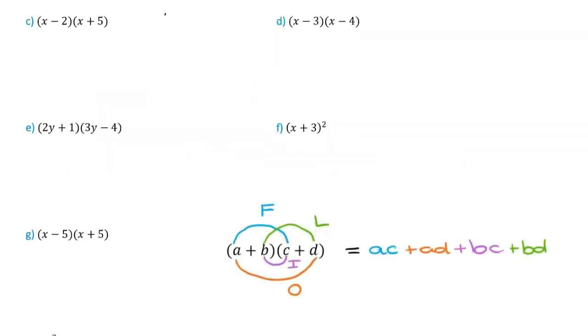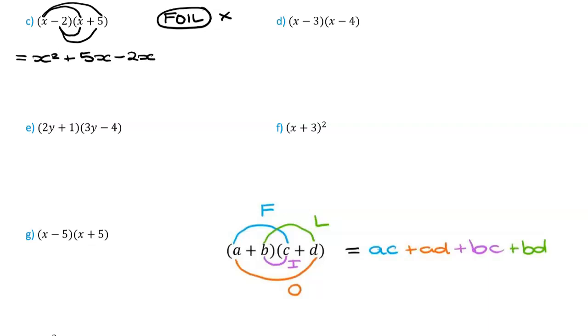Okay, let's go ahead and do some more. Remember, we're going to do first, outside, inside, last. And remember, when we FOIL, we're multiplying. So let's do our first. X times x will give us x squared. And then our outside terms will be x times plus 5, which will be plus 5x. Inside, negative 2 times x becomes minus 2x. And then negative 2 times positive 5 will become negative 10. Don't accidentally add or subtract those. Remember, we're multiplying each time. So really remind yourself of that.